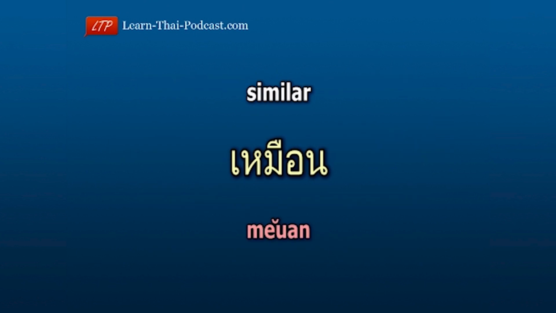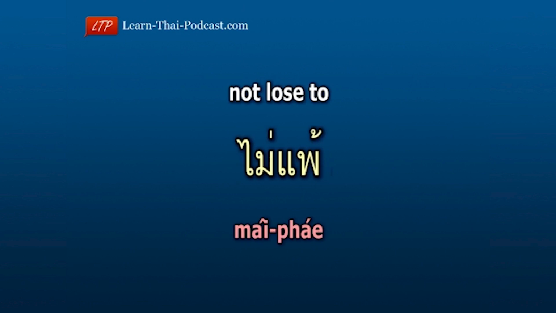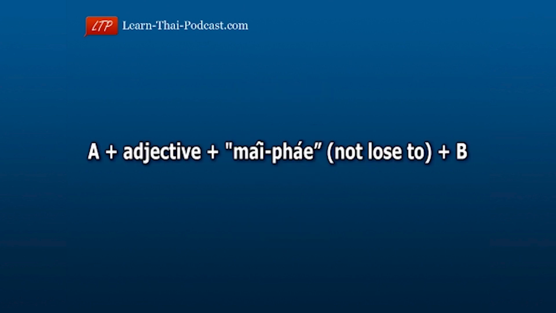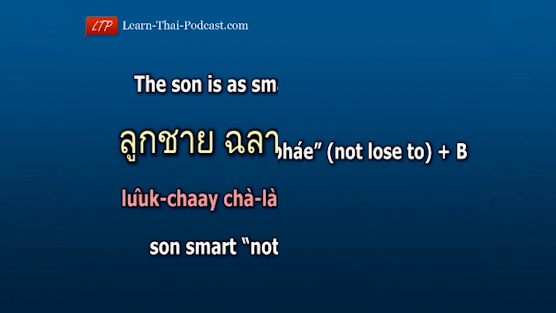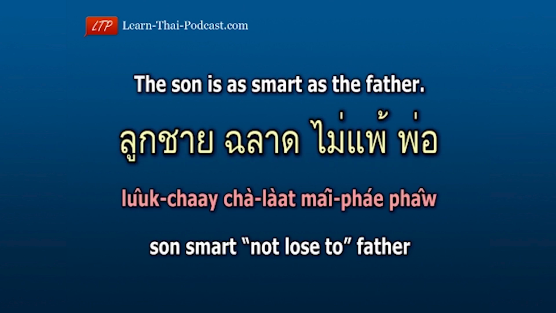Besides using the word similar เหมือน for non-quantifiable adjectives, you can also use the word ไม่แพ้ which means not lose to. The sentence structure is the same as with similar, so you have the first thing to compare plus the adjective plus not lose to ไม่แพ้ plus the second thing to compare. Here's an example. The son is as smart as the father.